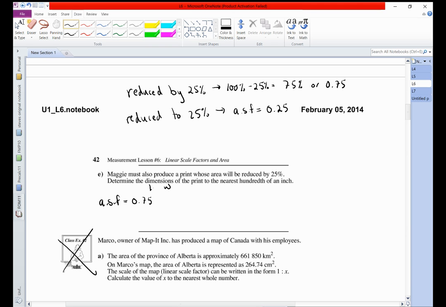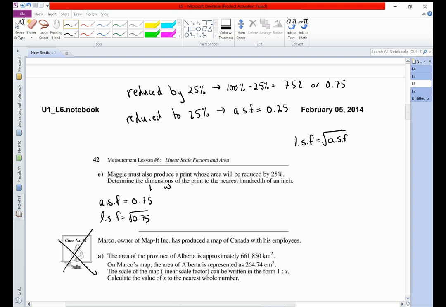But if we're looking at dimensions, which are one-dimensional measurements, do we want to use the area scale factor or should we try to find the linear scale factor? Correct, we want to use the linear scale factor. Luckily, we know that the linear scale factor is equal to the square root of the area scale factor. So if the area scale factor is 0.75, then the linear scale factor is the square root of 0.75. I'll just leave that like that. It's going to be a decimal that goes on forever.